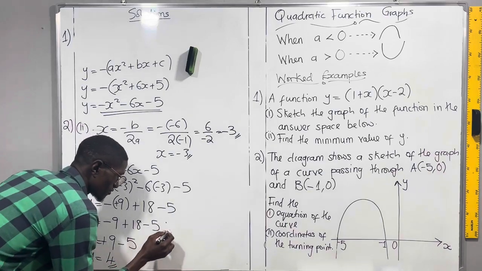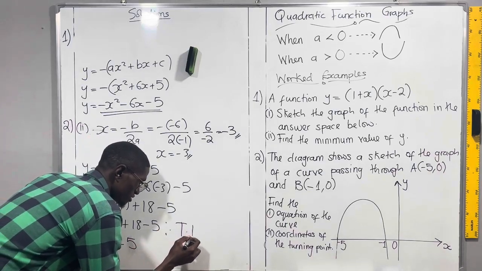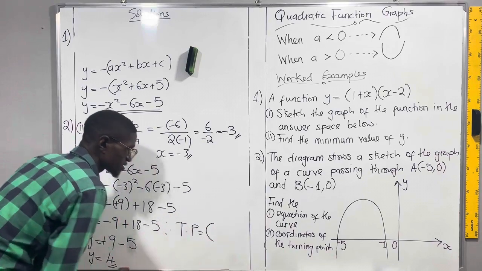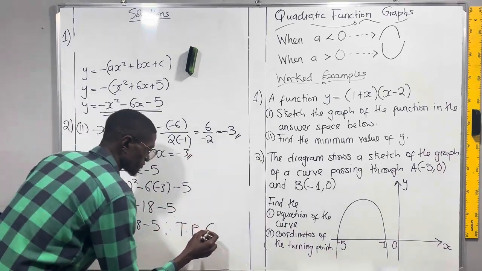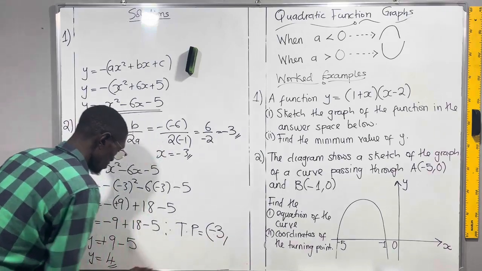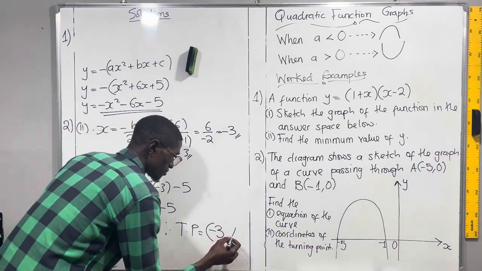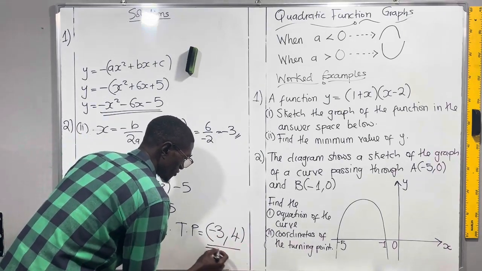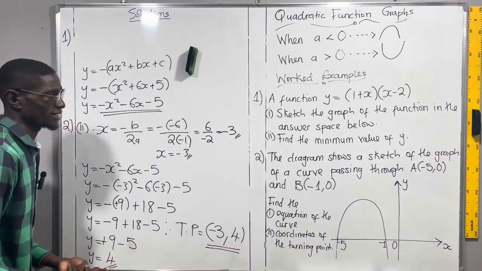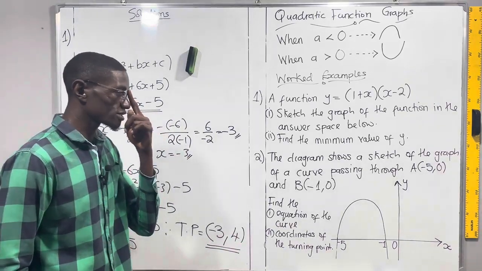Positive 4. Therefore, the coordinates of the turning point are: what is the x coordinate? Negative 3, comma, the y coordinate? Positive 4. And we are done. So we're pretty much done with this topic.